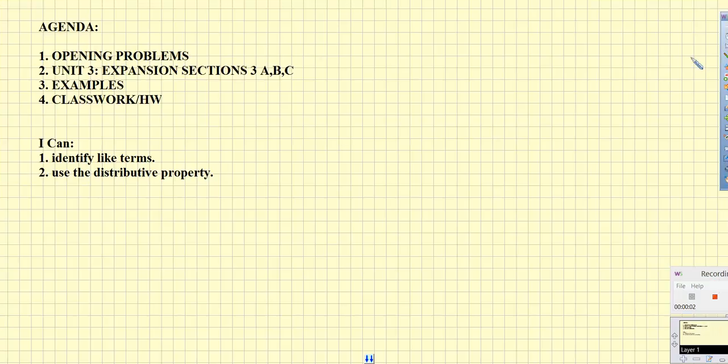Hi everyone, we're starting our next unit on expansion and different forms of expansion. We'll be looking in the MYP4 book in Chapter 3, and also in the MYP5 Plus book we'll be looking at Chapter 2.